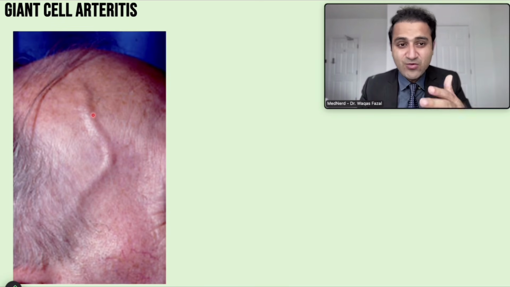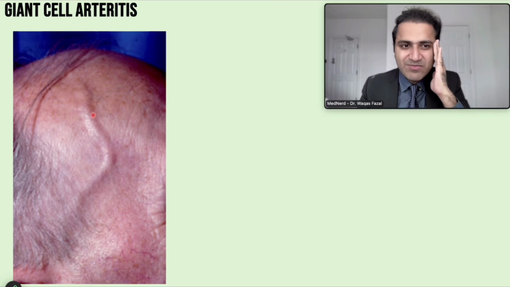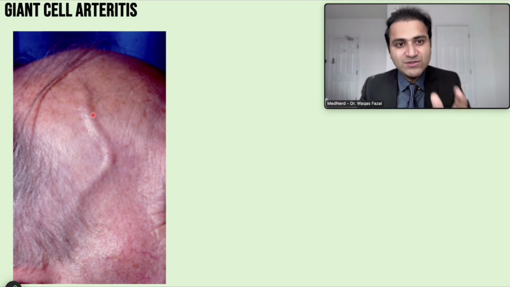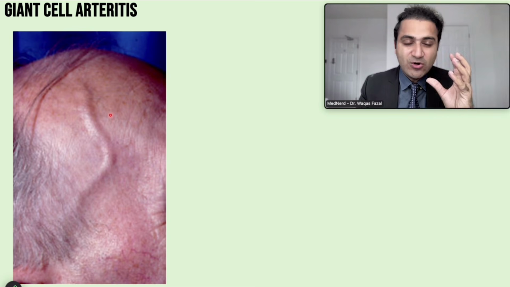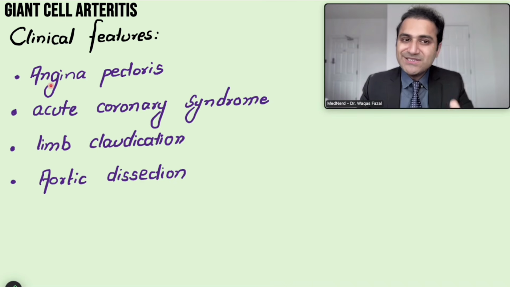Now remember, you might not always be able to find this classical presentation. The patient might just come to you with a simple temple headache. So you always rule out giant cell arteritis in an old patient coming to you with a new onset unique headache. Since giant cell arteritis can involve the large arteries, it can also result in angina pectoris when it involves the coronary arteries, acute coronary syndrome. It can also cause limb claudication, aortic dissection.